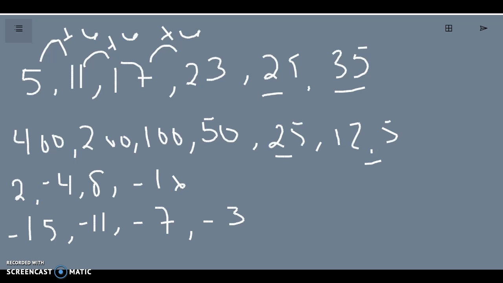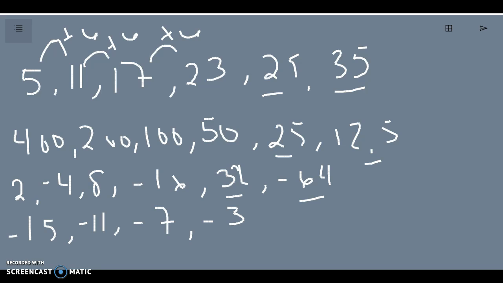All right, so the next one we have 4, negative 4, 8, negative 16. So it looks like I'm multiplying by negative 2. The previous term is being multiplied by negative 2. So if I multiply this by negative 2, I get positive 32. And if I multiply this one by negative 2, I get negative 64. So those are my next two terms.